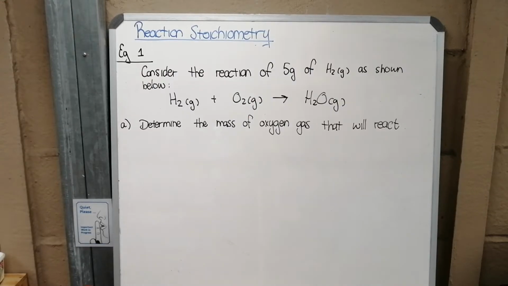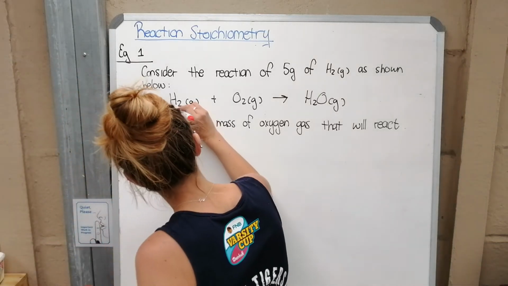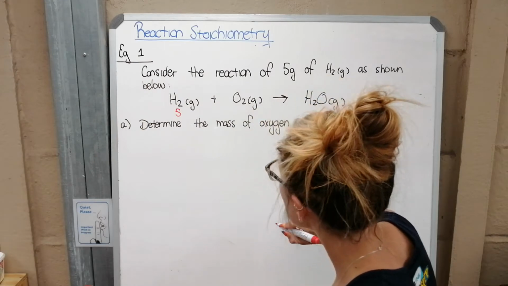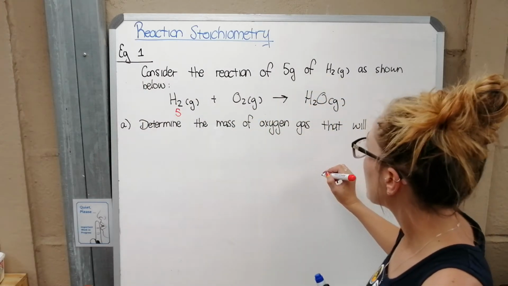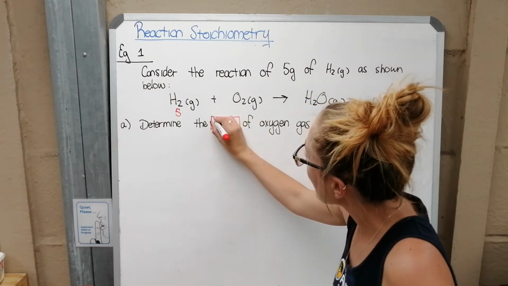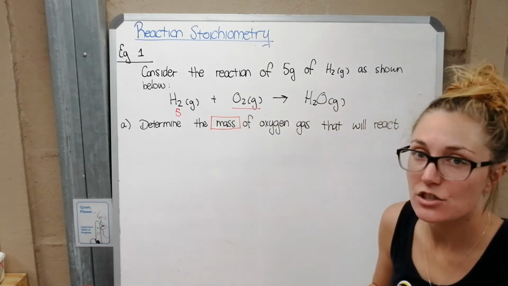Okay guys, so here's our question. We are going to consider the reaction of 5 grams of hydrogen gas as shown below. So we've got hydrogen and oxygen gas reacting to form water. The first question is to determine the mass of oxygen gas that will react. We know that we've got 5 grams of H2 gas reacting, and we want to know the mass of oxygen gas that's going to react.